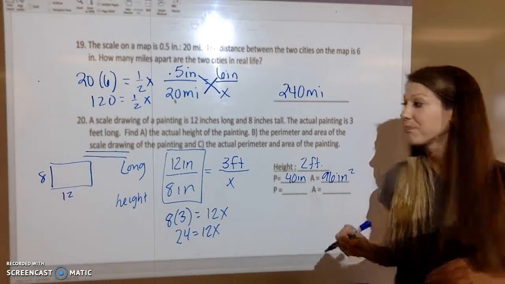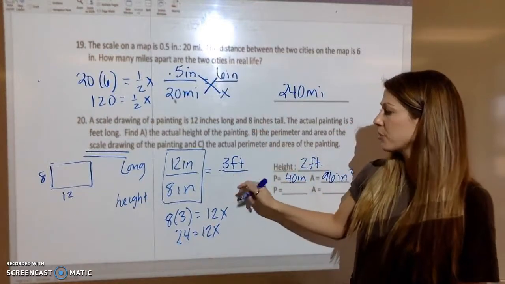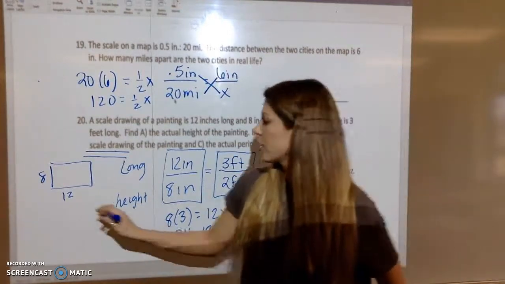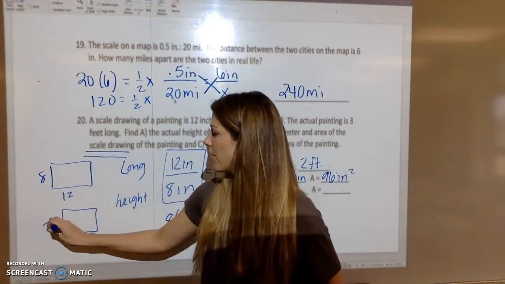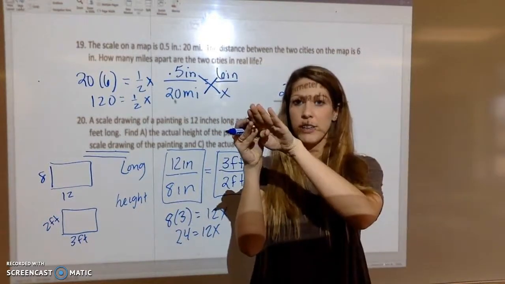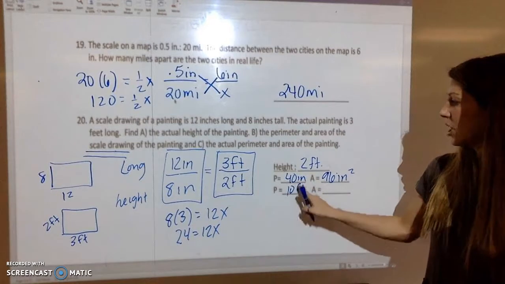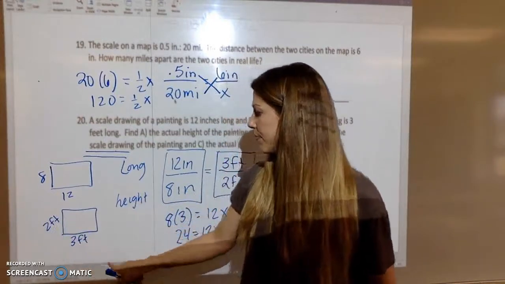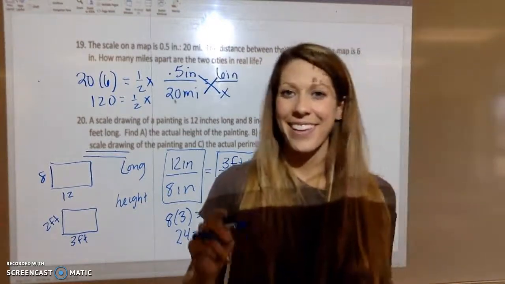All right, now, last one. We need to find the perimeter and area of the actual painting. So we found out our actual painting is 3 feet long and 2 feet tall. So if we draw a little picture, 3 feet long, 2 feet tall. All right, so perimeter, we're going 3 by 2 by 3 by 2. So add all those together, we get 10 feet. So a lot bigger than our 40 inches. Now area, we take 2 times 3, and we get 6 feet squared. And that's all. Good luck.